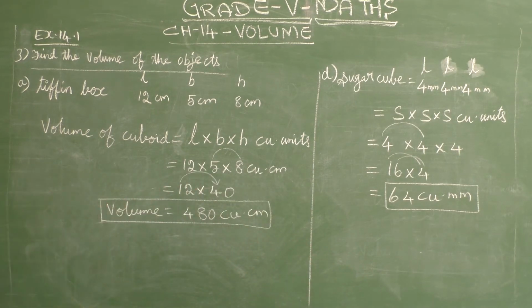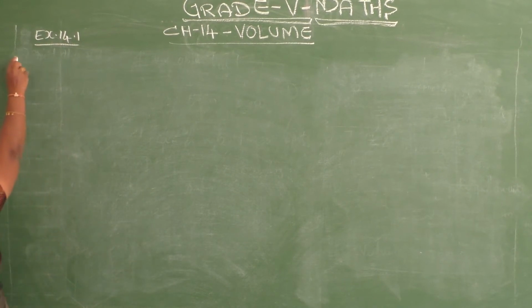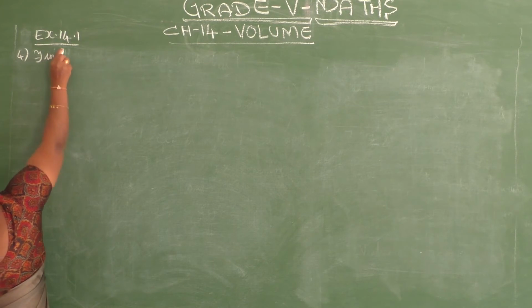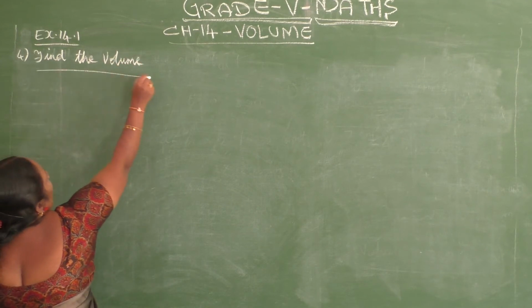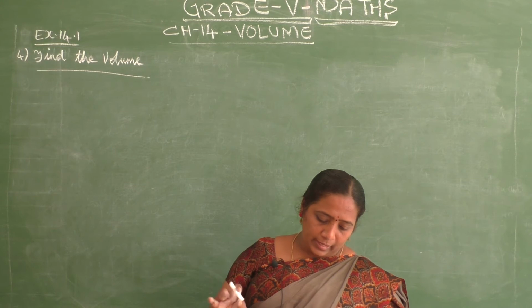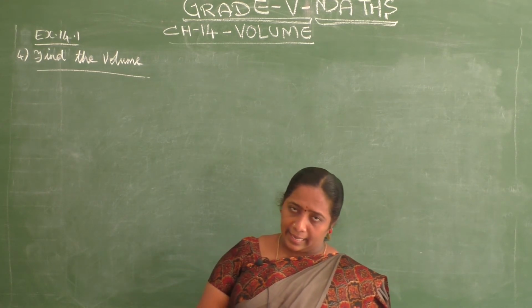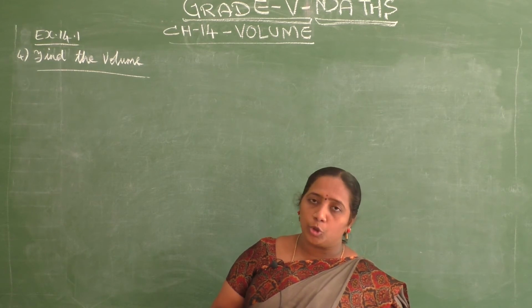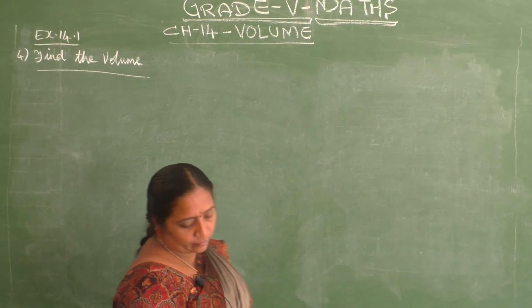Fourth Roman. Then fourth Roman also, find the volume. Find the volume of each of the following. They gave the measurements only. We have to find the volume. In the previous Roman, we measured the length, breadth and height and also found the volume. But here in the fourth Roman, they gave the length, breadth, height. Just we are going to find the volume only. See the first one, A1.